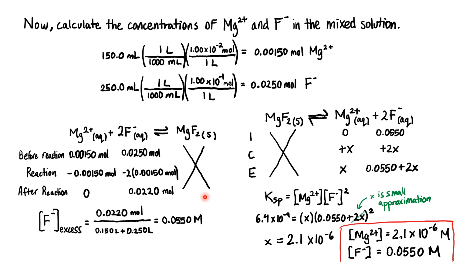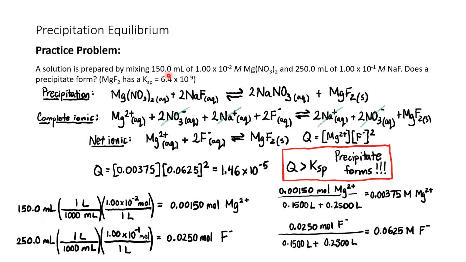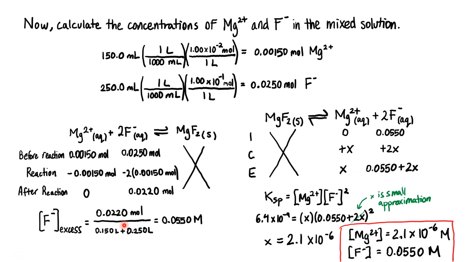Now, what happens? Well, we have no magnesium 2+ left. It all became this, and we have this left over. So now we can calculate the concentration of F- that's left. And we just divide that by the total volume. Remember, the volume from the previous problem was just 150 plus 250 milliliters, and convert to liters. There it is. And now the concentration of your F- that's left over is going to be this.